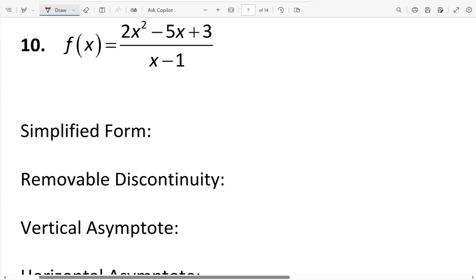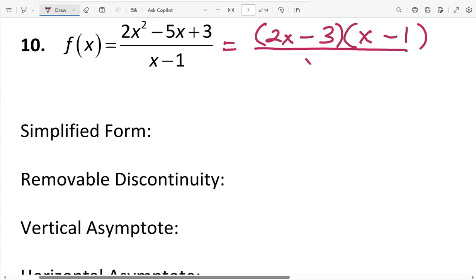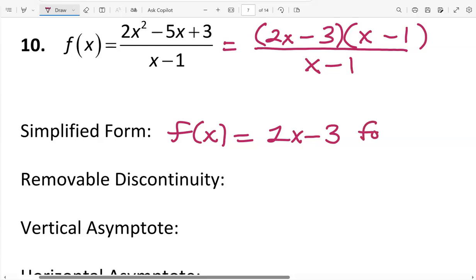Number 10 simplifies by factoring the numerator. The factors of the numerator are 2x minus 3 and x minus 1, so when we simplify we can remove the x minus 1 factors and f of x will be simplified to 2x minus 3. Having removed the x minus 1s, we have to acknowledge that x is not allowed to be equal to 1. That means we have a removable discontinuity at x equals 1.